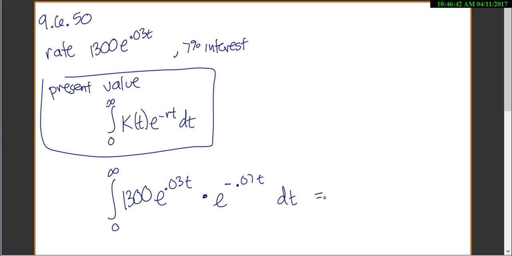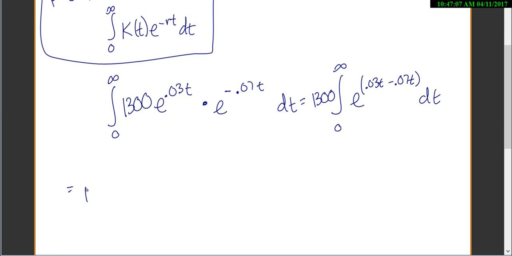Now we can go through and simplify a few things. So this is from 0 to infinity. One of the things I might do is just pull out that 1300 so I don't have to worry about it. You can always pull them just out of the integral sign. Now e times an e, when you have an e times an e, you can just add the exponent. So we'll have 0.03t minus 0.07t dt. Let's see what this gives me. So we still have our 1300 out front from 0 to infinity. E, if you do 0.03t minus 0.07t, that gives you negative 0.04t dt.